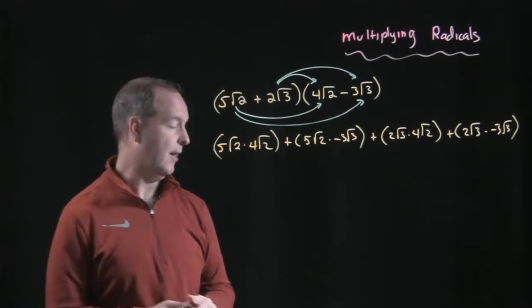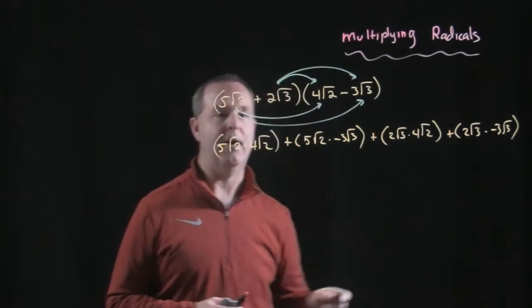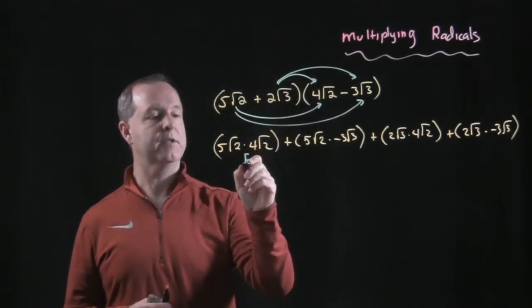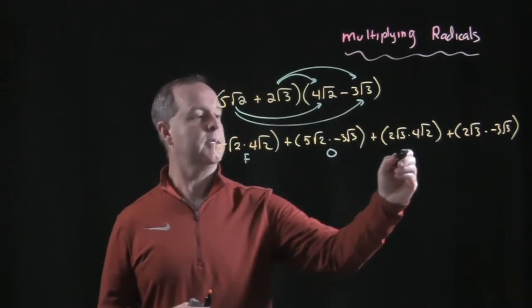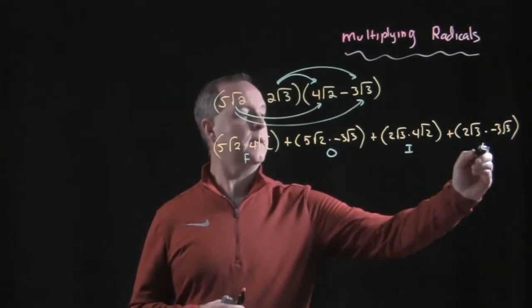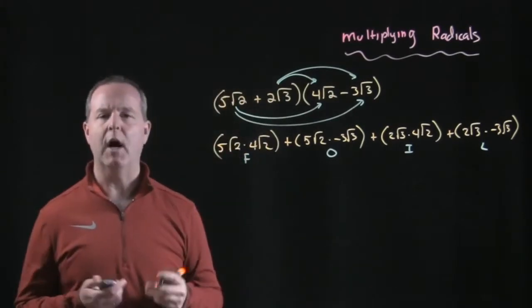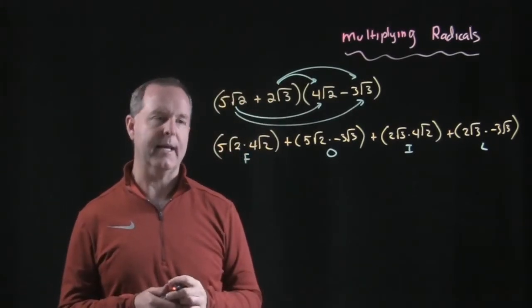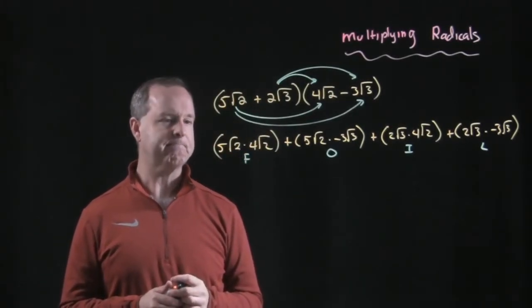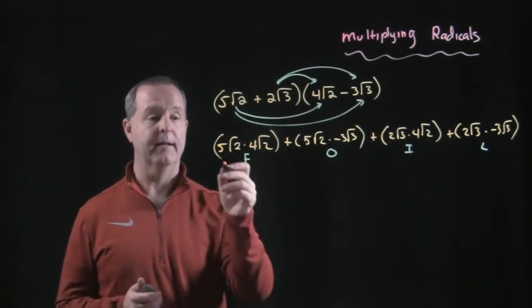And there we have everything. I hope you can see, and I'll kind of put that out here, here's my firsts, here's my outer terms, here's my inner terms, and there's my last terms. It's just a way to help us remember and to keep track of all the multiplications that we have to do. Now we can simply simplify.